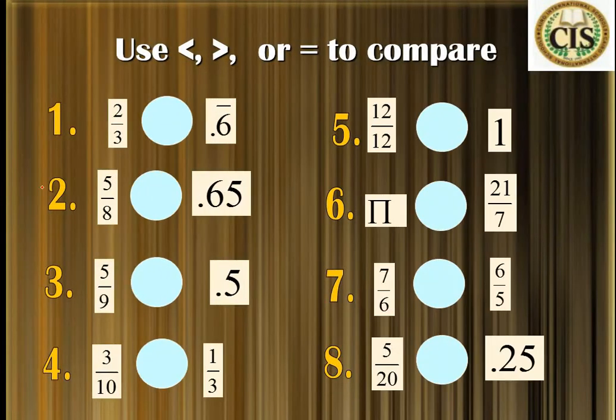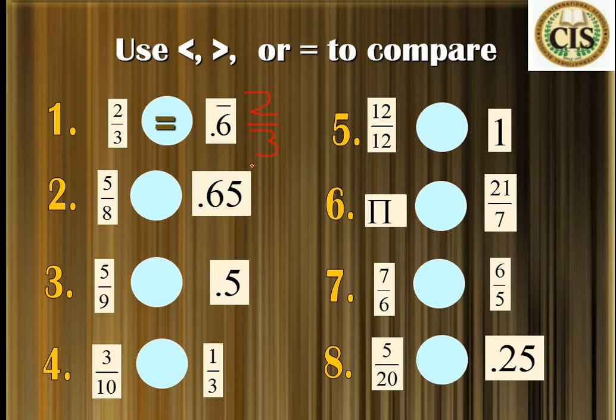Which is bigger, 2 over 3 or 0.6 repeating? What's the meaning of this dash? It means 6 is repeated more than one time. Therefore 0.66666, and write it in your calculator, it will be 2 over 3.